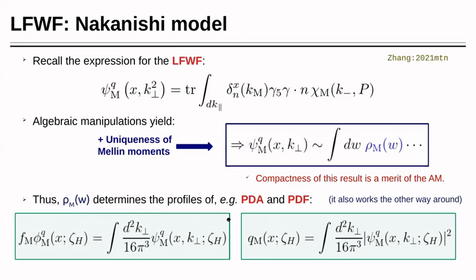For instance, the connection between the light front wave function and the PDA is given by this expression. And on the right-hand side, we have the connection with the parton distribution function. So if I use known results for the PDF and the PDA, I can provide a sensible form for the Nakanishi weight. And this is what we do in practice.